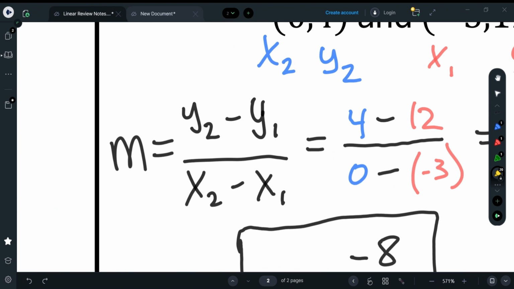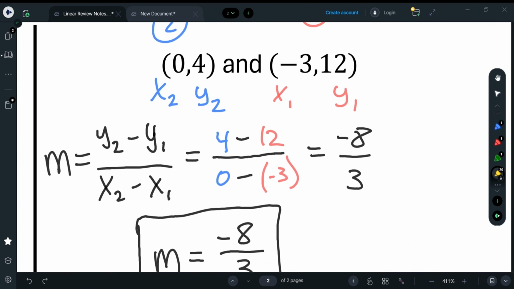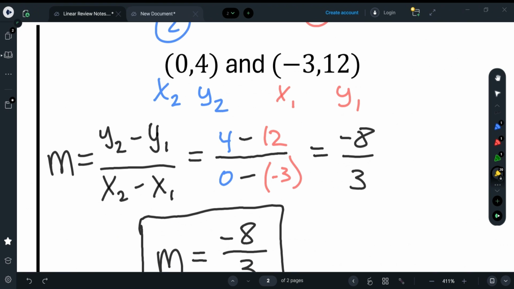And here I just wrote down the formula again. We have it up top, I just wanted to write it down again. Then I plugged in my numbers here: y2 minus y1 on the top, x2 minus x1 on the bottom, and 4 minus 12 is a negative 8. 0 minus negative 3 is a positive 3, so this is what we get here, negative 8 over 3.